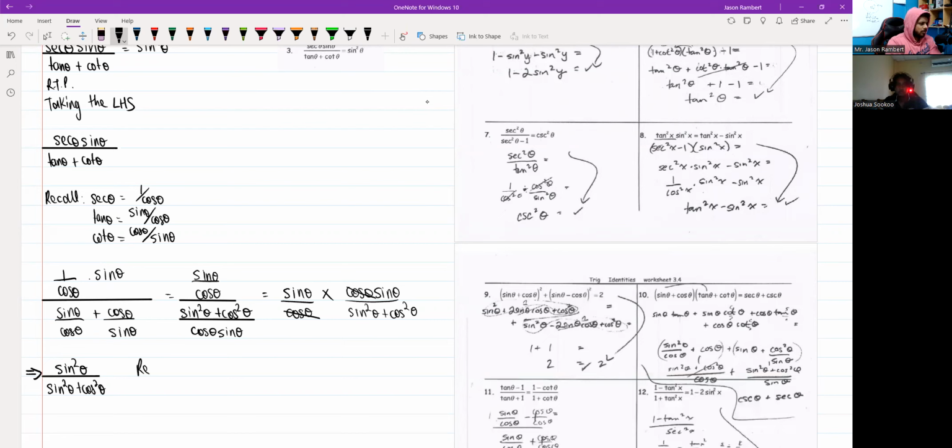I'll hit them with a recall. This is my base identity. You could have hit this recall up here as well if you wanted, before this line. Sine squared theta plus cos squared theta is equal to 1. So therefore, I end up with sine squared theta, which is equal to the right-hand side, quod erat demonstrandum. You're following me so far?